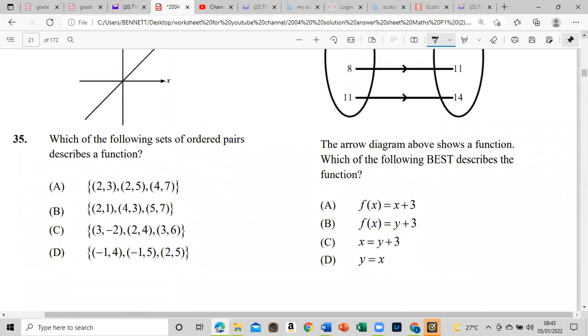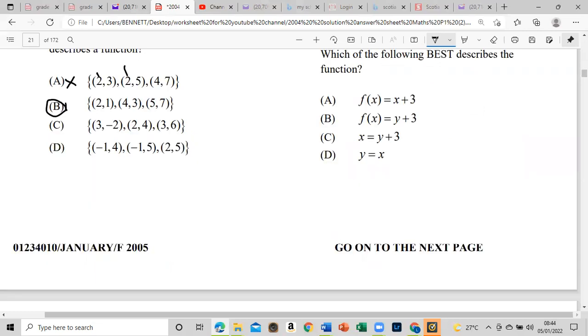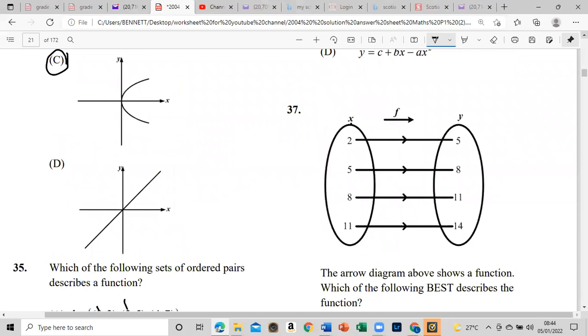All right, let's go. Which of the following sets of ordered pairs describes a function? One x can only go to one y. Here, 2 goes to 3 and 2 goes to 5, so that's out. This could be one. Let's see. Yes, but definitely this. You don't have to check the rest. One x can only go to one y. That's what a function is, the definition.